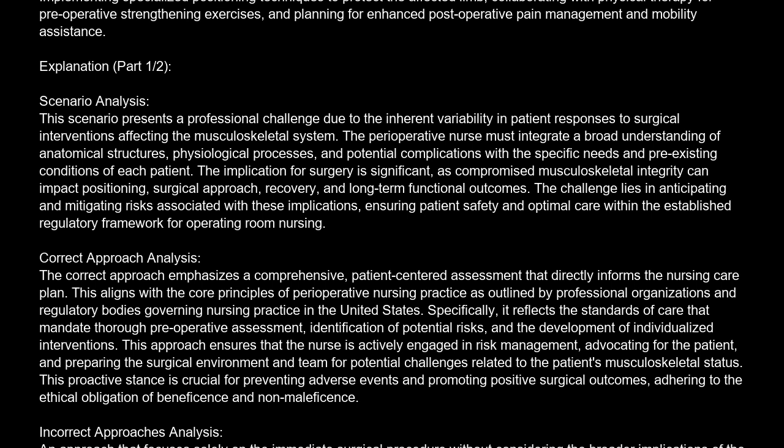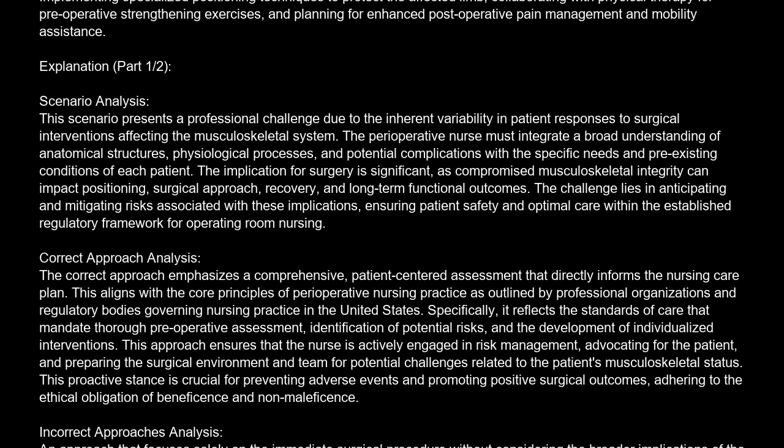The implication for surgery is significant, as compromised musculoskeletal integrity can impact positioning, surgical approach, recovery, and long-term functional outcomes. The challenge lies in anticipating and mitigating risks associated with these implications, ensuring patient safety and optimal care within the established regulatory framework for operating room nursing. Correct approach analysis. The correct approach emphasizes a comprehensive, patient-centered assessment that directly informs the nursing care plan. This aligns with the core principles of perioperative nursing practice as outlined by professional organizations and regulatory bodies governing nursing practice in the United States.